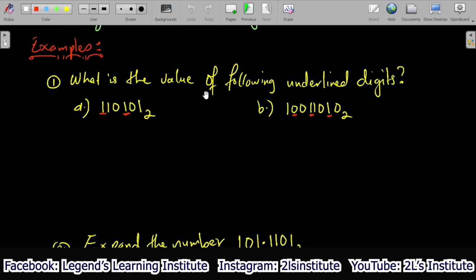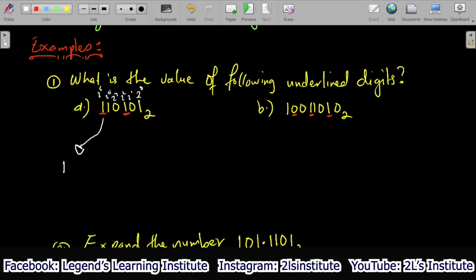It says, what is the value of the following underlined digits? So here we have 110101 base 2. We want to find the value of this one here and this one here. So let's identify the place values. This here is 2 to the power of 0, 2 to the power of 1, 2 squared, 2 cubed, 2 to the power of 4, 2 to the power of 5. Right, so this one here is in the 2 to the power of 5's place.